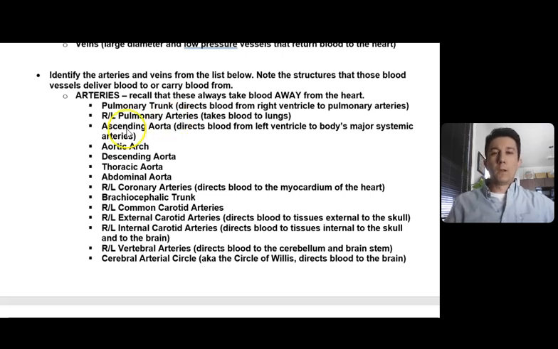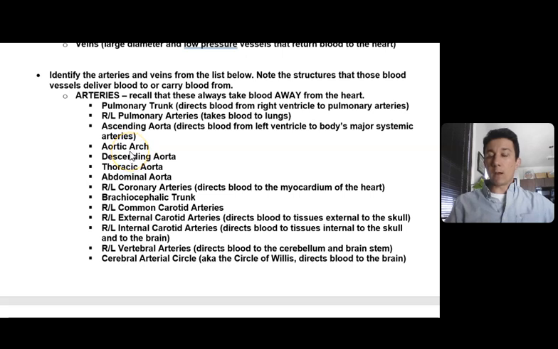So the remaining arteries are what we call the systemic arteries, in that they take blood to tissues other than the lungs. Beginning with the ascending aorta, which is the part of the aorta that receives blood from the left ventricle and then directs that to all of the body's major systemic arteries. So that is tissues other than the lungs.